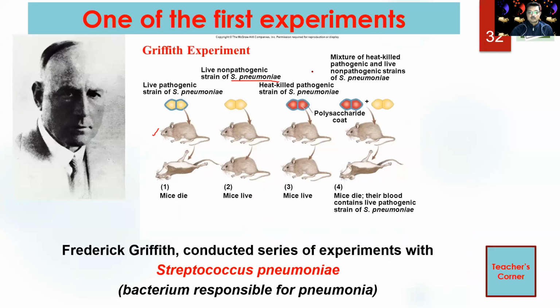There were two strains available, one strain having smooth polysaccharide coat. It was capable of causing severe pneumonia, so that resulted in death of the mice, hence it was called as virulent strain. The other strain without that coat was not able to cause pneumonia and the mice was alive. So he conducted a series of experiments with Streptococcus pneumoniae, the bacteria that causes pneumonia.